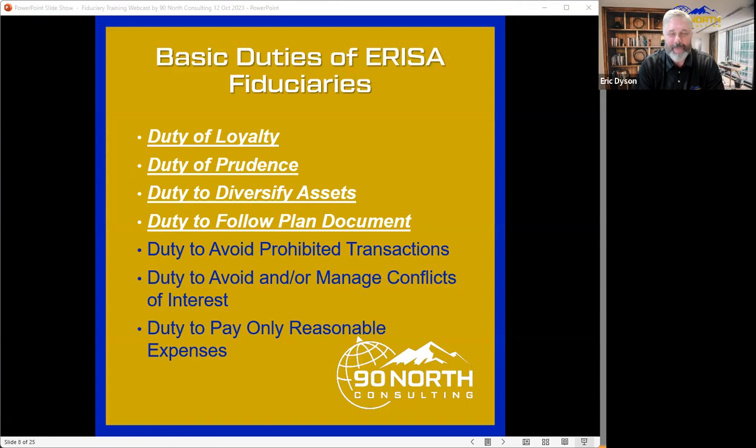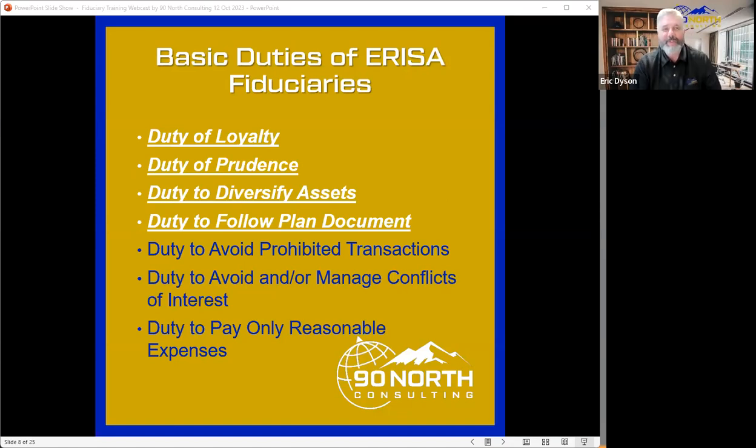Let's go through each of the four basic ones: the duty of loyalty, the duty of prudence, the duty to diversify assets, and the duty to follow plan documents. Now, the duty of loyalty is that ERISA fiduciaries need to operate the plan exclusively in the best interests of the plan participants and their beneficiaries. One of the key words is exclusively, that there's a single-minded view as to what's in the best interest of the employees, the participants of the plan.